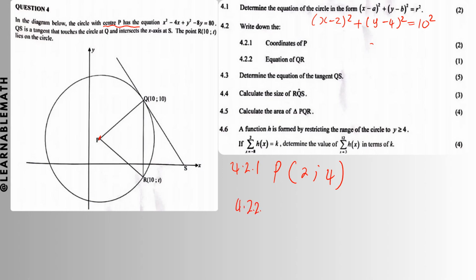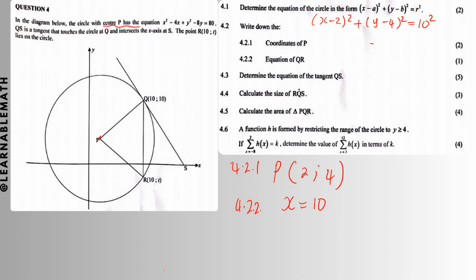4.2.2, they want us to write the equation of QR, right? So if you check QR, perhaps let me show you this. QR is just a what? It's just a vertical line. Can you see? So obviously that equation is just x equals something, and in this case x of Q is 10, so that equation will just be x equals 10. So that will be our QR, x equals 10.